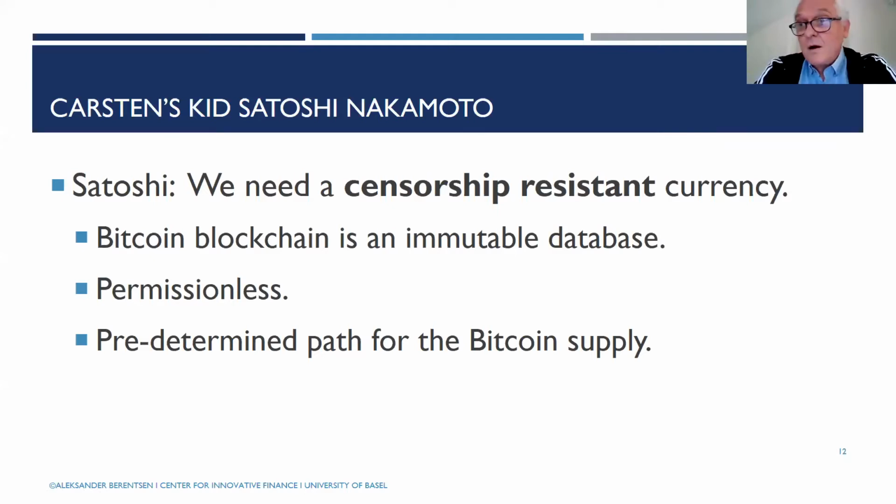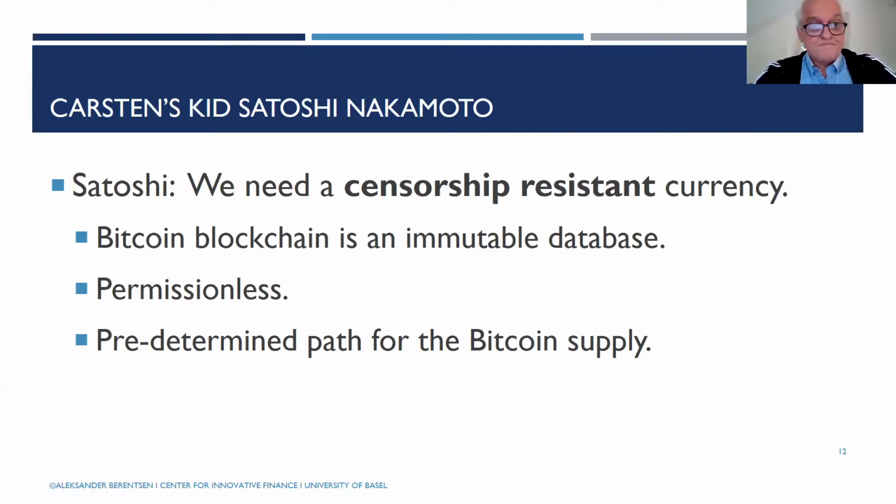And on top of it, from a monetary theory point of view, the one important innovation was this predetermined path for Bitcoin supply. It's written in the code. You cannot mess around with it. It would be technically feasible to change it if there is coordination among all Bitcoin users, but this would be very hard. I don't think this will ever happen.